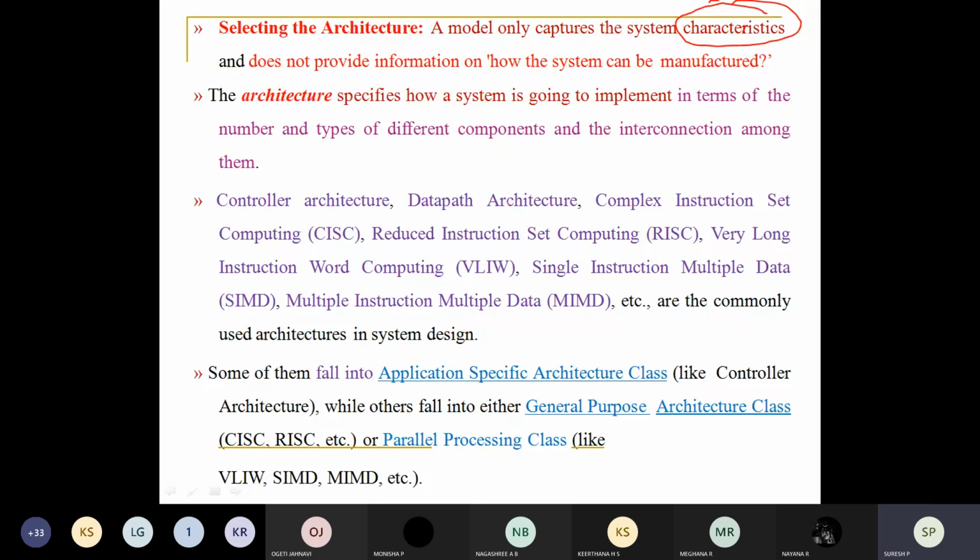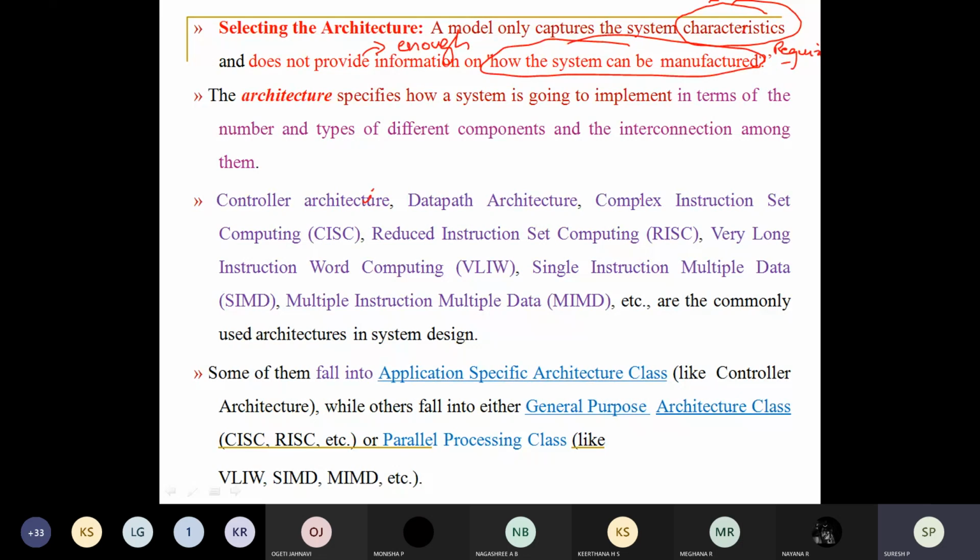The model is not going to provide enough information on how the system can be manufactured. At what stage is that? That is at the requirement stage, when you are selecting the model. When you are selecting the model, it is not going to specify how the system can be manufactured. So what does the architecture specify at that time?